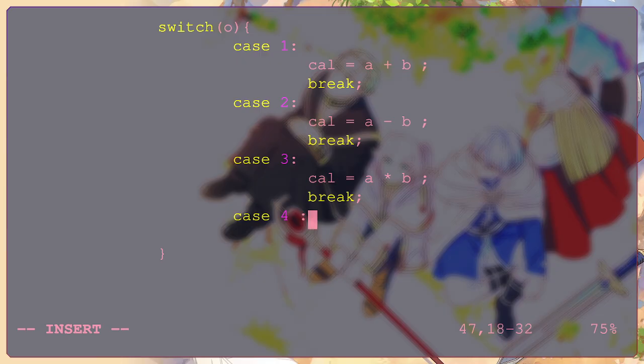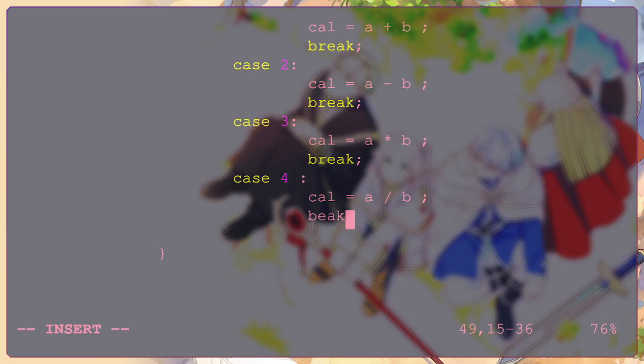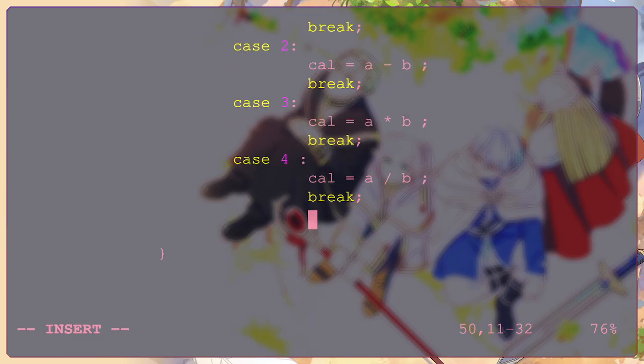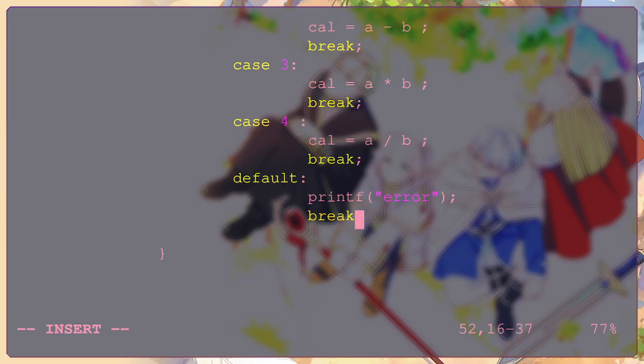Case 4: cal equals a times b, break. d, break. Default: printf error, break.